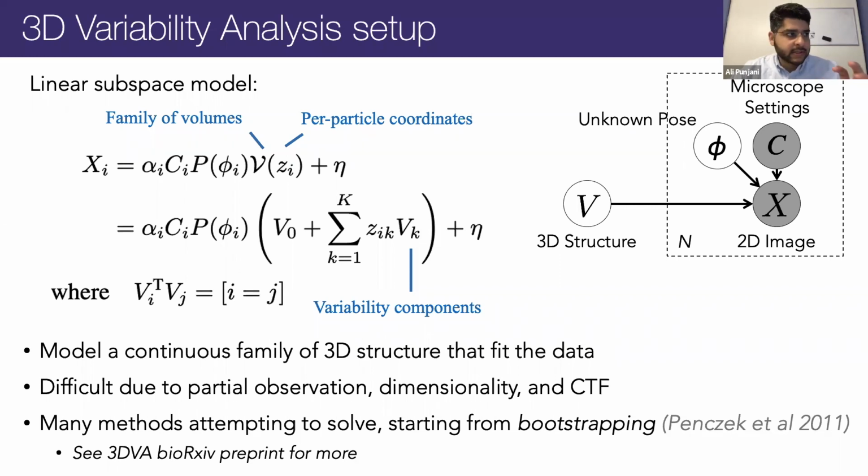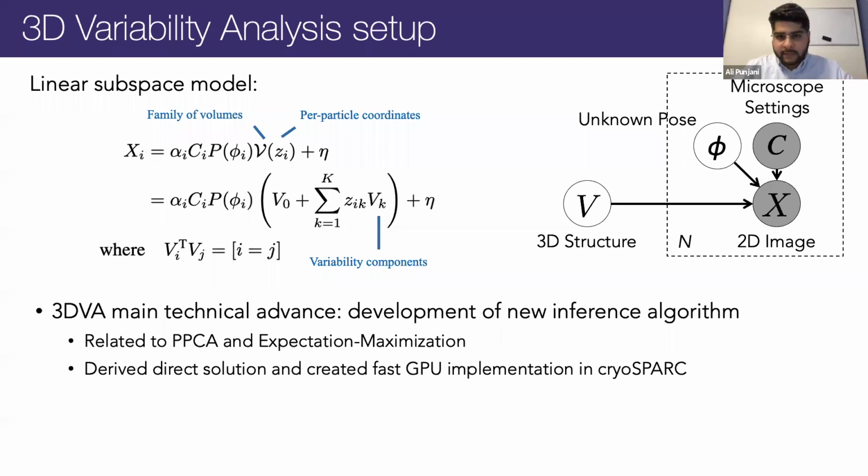3D variability analysis tries to solve this exact same problem. The main technical advance in it is the development of a new inference algorithm that allows us to actually solve the optimization problem and fit this model to the data to high resolution, using all the particle images at the same time, correctly accounting for the CTF, and without making any approximations. The algorithm itself is related to probabilistic PCA and the expectation maximization technique for this kind of inference, and all the details are in the preprint.